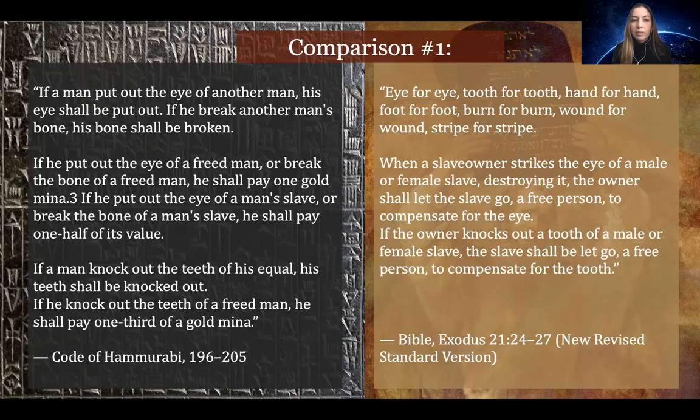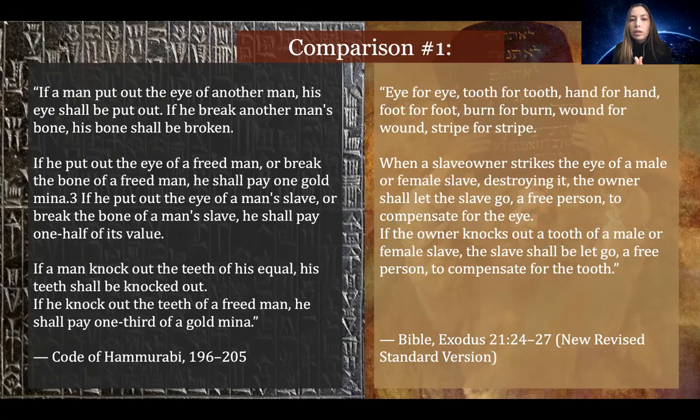Exactly. Thank you, Zaid. So basically it says, eye for an eye, tooth for a tooth. But when you actually get to the actual law, it says if a man puts out the eye of a freed man, he needs to pay. If he puts out the eye of a slave, he needs to pay. That's in the Hammurabi Code, right? And then in the Bible, it says if a man puts out the eye of his slave, he needs to let the slave go free, right?